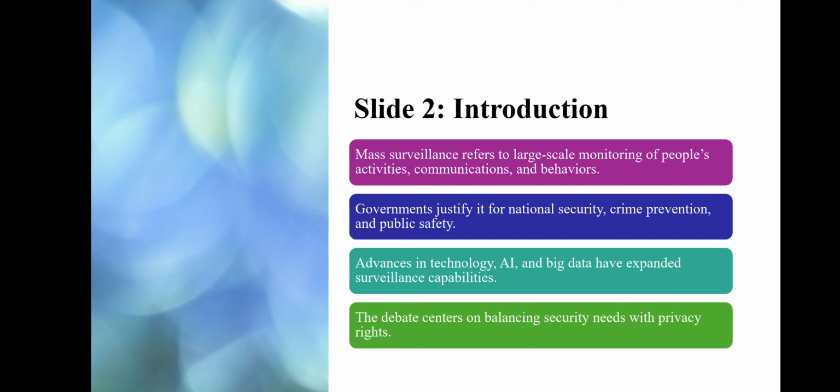So, what is mass surveillance? Basically, in very simple and straightforward terms, mass surveillance refers to large scale monitoring of people's activities, communication, and behavior. For example, we use CCTV to monitor where people are going and what they are doing, etc. Governments justify it for national security, crime prevention and public safety, which is kind of true. And advances in technology, AI and big data have expanded surveillance capabilities.